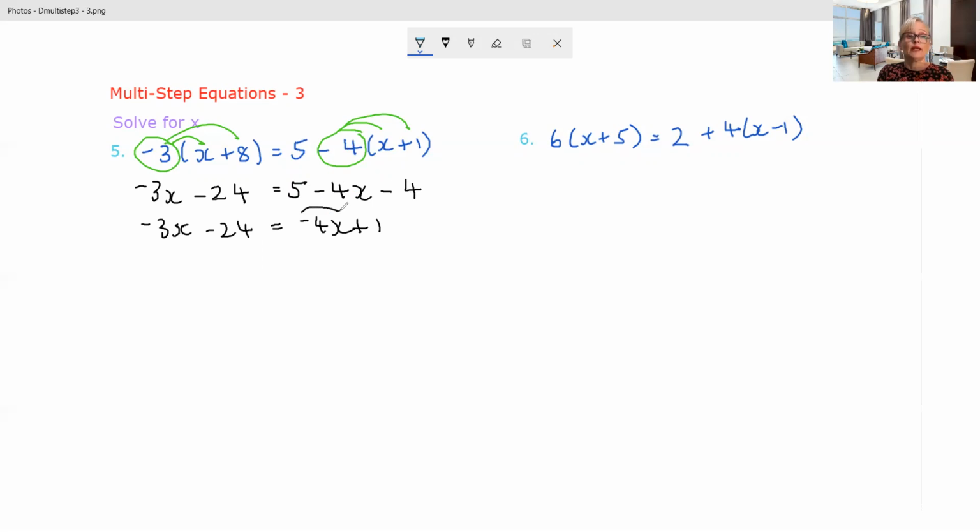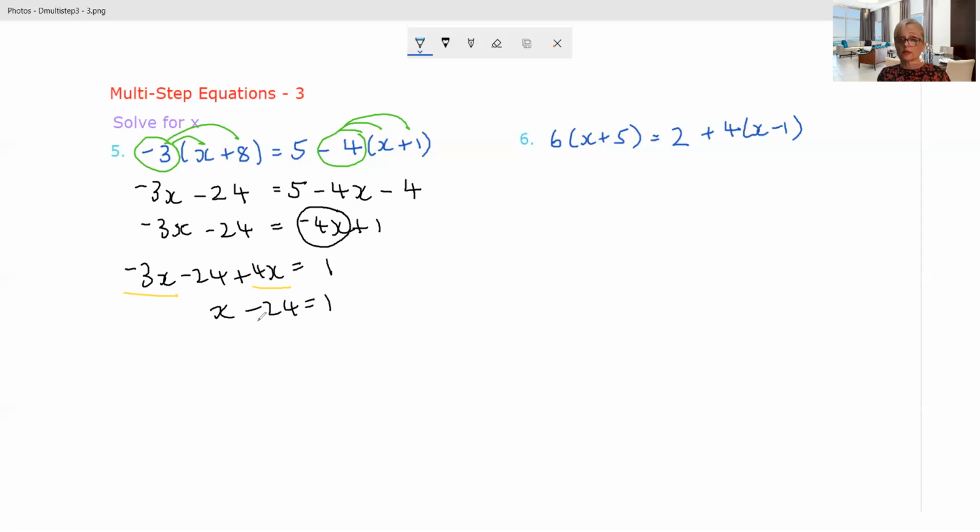Now, we want to get rid of this minus 4x. How do you get rid of subtracting 4x? By adding it. So we're going to have negative 3x minus 24 plus 4x equals our 1. What's negative 3x plus 4x? Well, you're down at negative 3, you've come up by 4, you've just got 1x, haven't you?